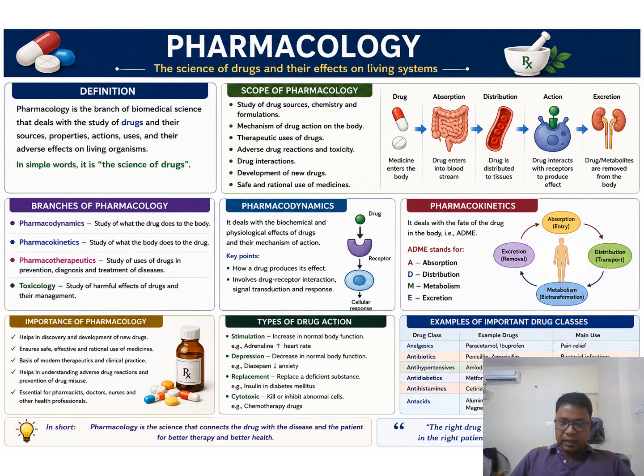So, examples of drug classes. These are some examples of analgesic drugs. So overall, we can say pharmacology is the science that connects the drug with the disease and the patient for better therapy and better health.